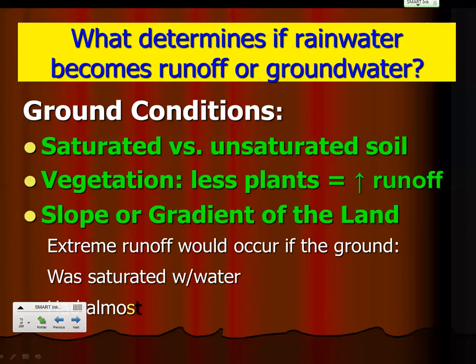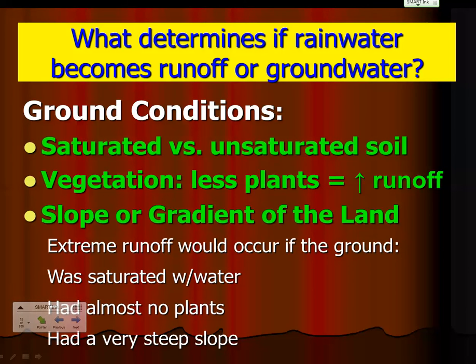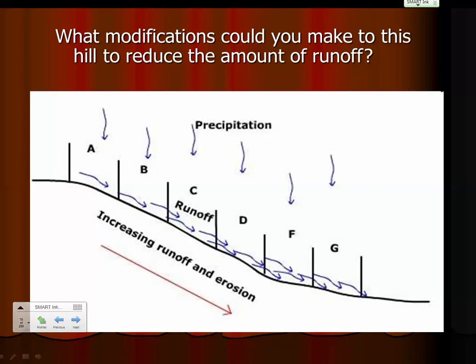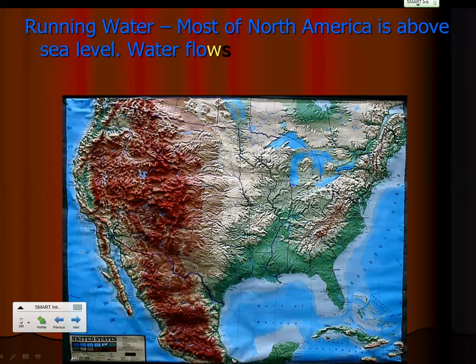So extreme runoff occurs if the ground was saturated with water, had almost no plants, and had a very steep slope. You can see how those 3 factors, the ground is completely full, there's no plants to slow the water down, so it's not going to soak in, and the slope is very steep, so once again, it's moving fast down that steep slope. And then, of course, you could modify all those conditions to make water slow down and soak in, which is what this question is asking. What modifications could you make to this hill to reduce the amount of runoff? And we could pause this here and try to think of some of the things based on the last slide.